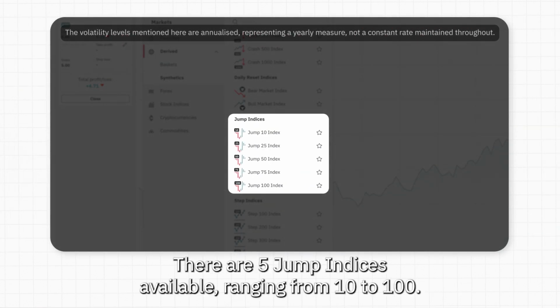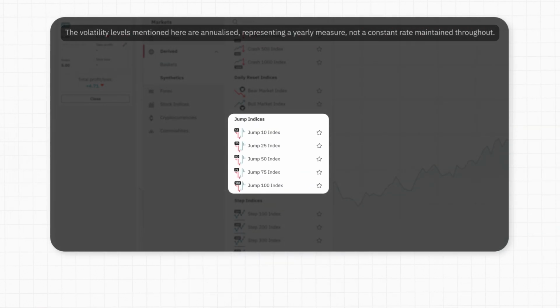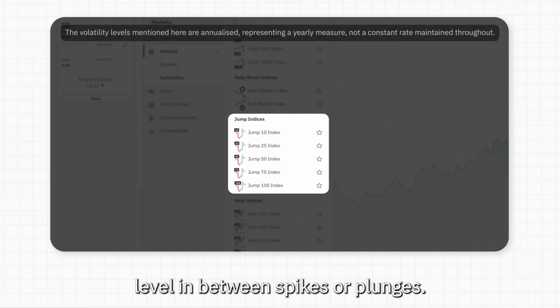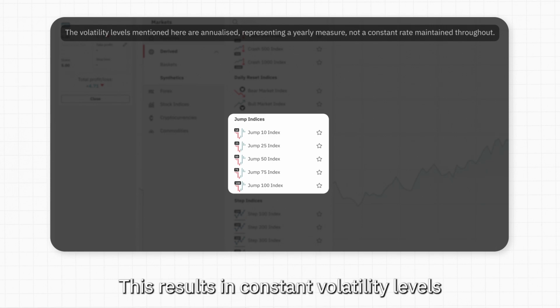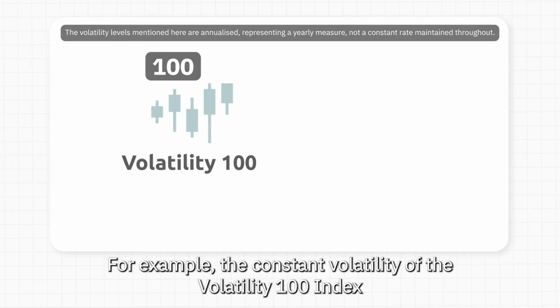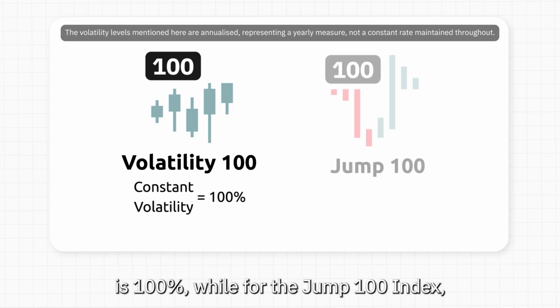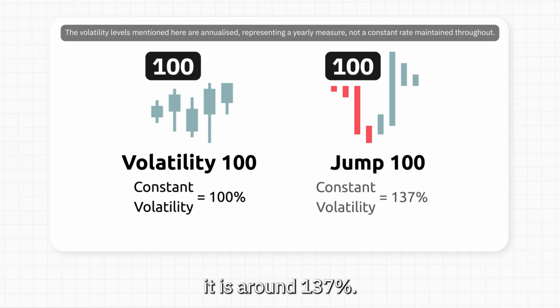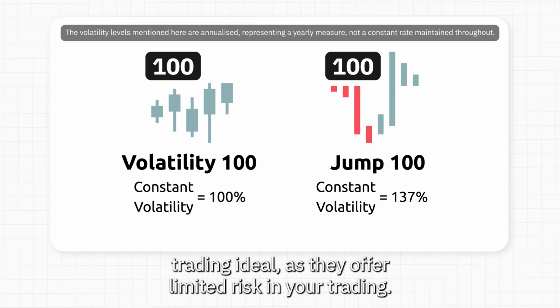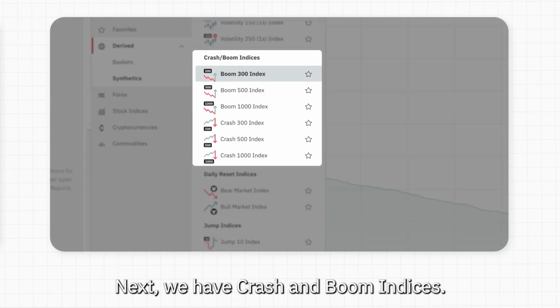There are 5 jump indices available ranging from 10 to 100. Each number refers to the index's normal volatility level in between spikes or plunges. Each tick is generated every second. This results in constant volatility levels higher than the standard volatility indices. For example, the constant volatility of the Volatility 100 index is 100%, while for the Jump 100 index, it is around 137%. The highly volatile nature of these indices makes derivatives trading ideal, as they offer limited risk in your trading.